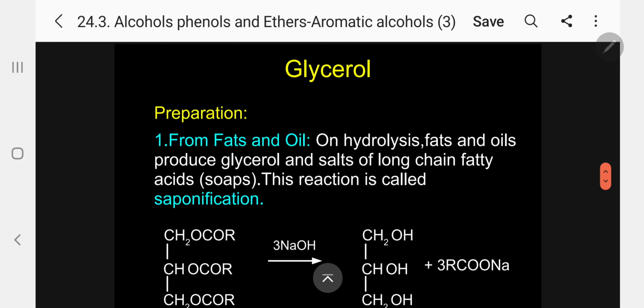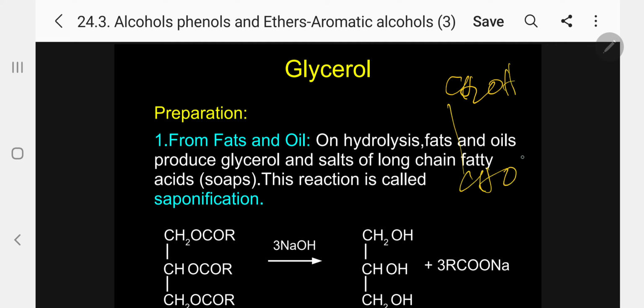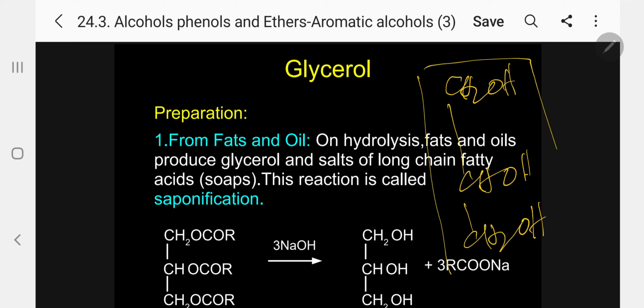Next, let me concentrate on glycerol, a trihydric alcohol with 3 OH groups. That is CH2OH, CHOH, and CH2OH. This is glycerol. My dear students, this is the most important because in our body, the fat we are calling is nothing but triesters of glycerol with higher fatty acids.